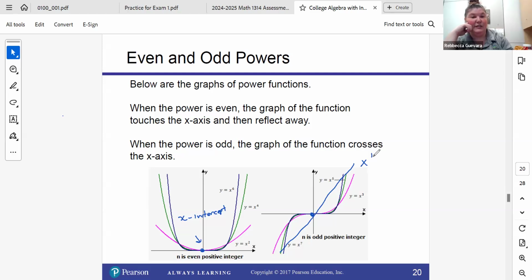But what we notice here is that when a power is even, the graph of the function touches the x-axis and then it turns away. When the power is odd, the graph of the function crosses the x-axis. Then it's happening at the zero. So all of these have a zero at zero, and so do all of these ones as well. So when it hits at that zero, if the power was even, it touches, turns away. If it's odd, it crosses.